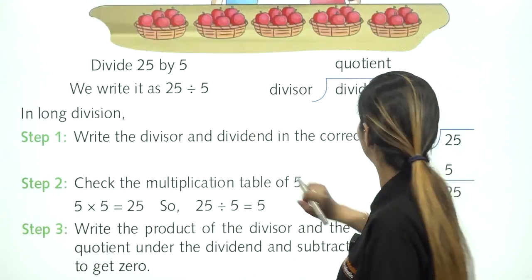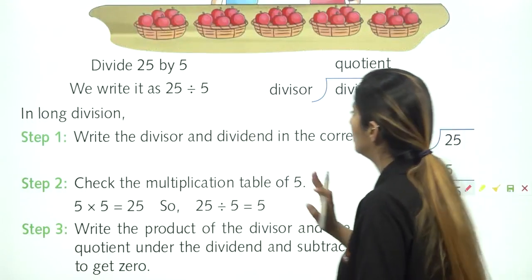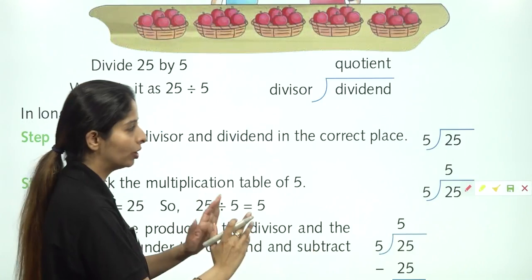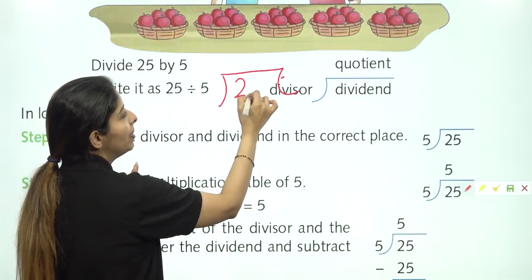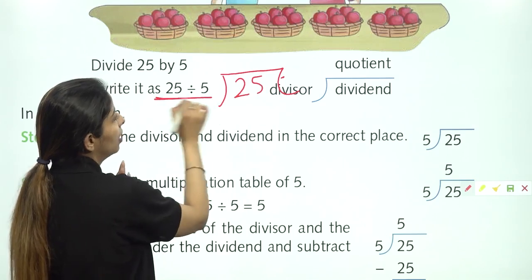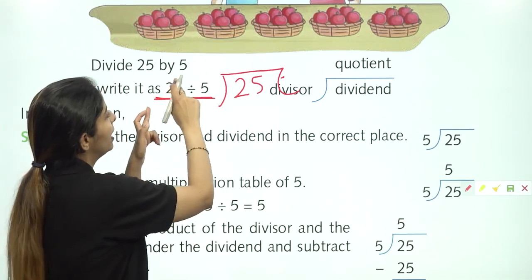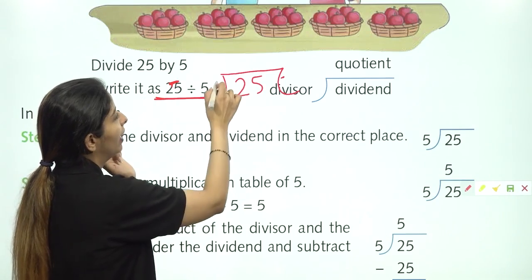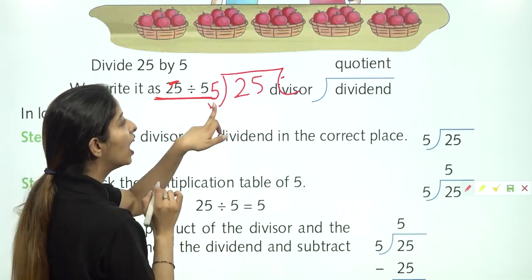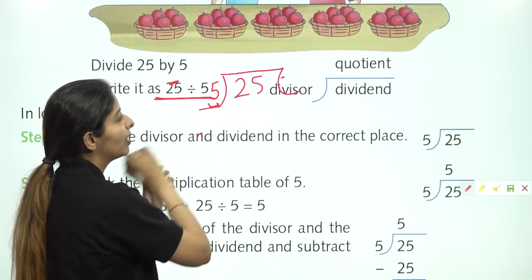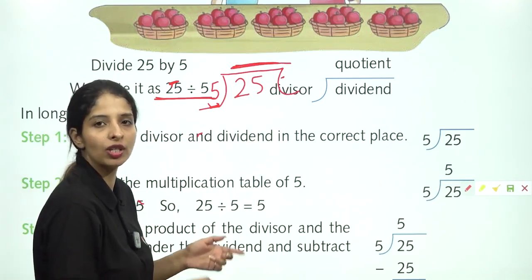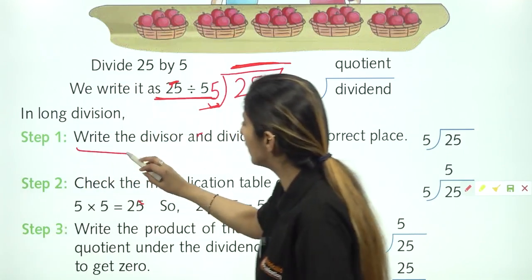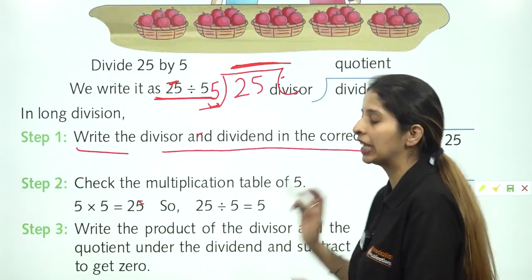Step number 1. First of all, we do it by long division. Your dividend will be here. This is your question. This is the dividend which is to be divided. The number by which it is divided is the divisor. You write the divisor here and your answer, the quotient, will be here. So step number 1, write the divisor and dividend in the correct place.